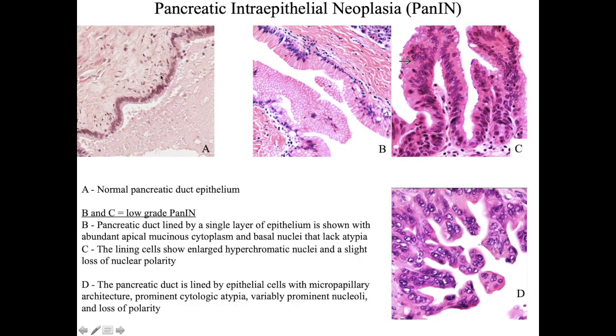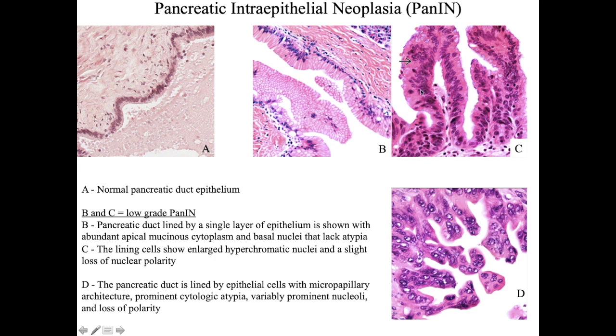Here are some really great pictures. What we were seeing is right here. My mistake. So A is showing normal pancreatic duct epithelium. You can see how it's very well organized. B and C are showing low grade intraepithelial neoplasia, because the duct is lined by a single layer of cells. There's abundant mucinous cytoplasm over here, but the nuclei really lack atypia.